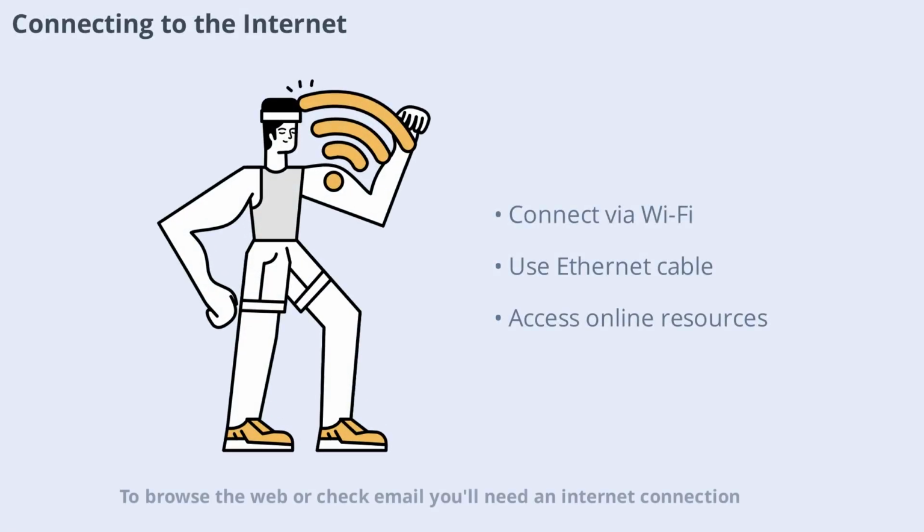To browse the web or check email, you'll need an internet connection. Most computers connect via Wi-Fi or an Ethernet cable. Look for the network icon on your taskbar, select your network, and enter the password if needed. Once connected, you can access a world of information and communicate with others easily.